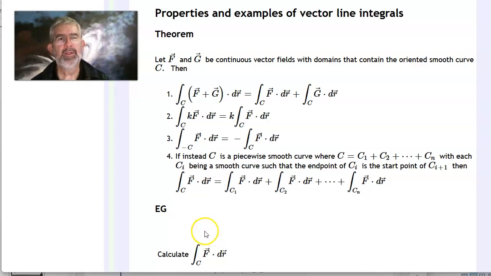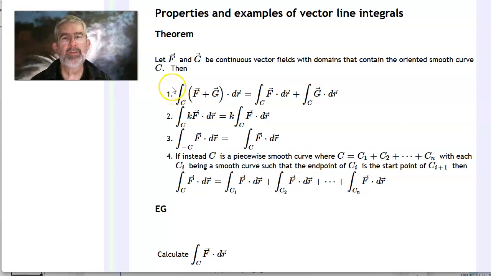Hello and welcome. In this video I want to take a look at some properties of line integrals of vector fields along curves and then take a look at one example. So let's start here with some properties. Suppose capital F and capital G are continuous vector fields with domains that contain the oriented smooth curve C.